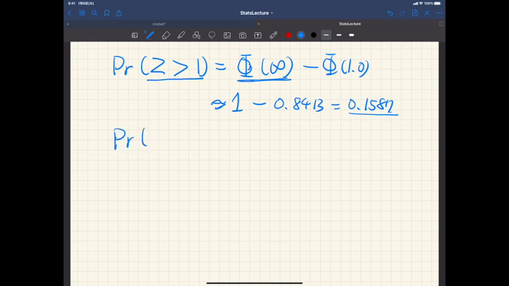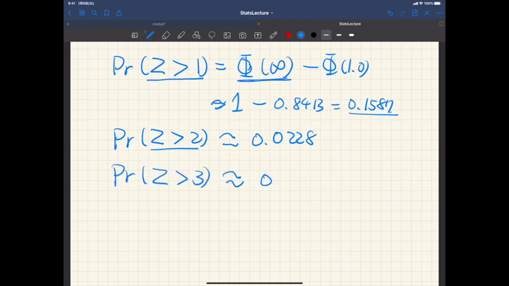And similarly, greater than 2 is approximately 0.0228. So approximately a 2.3% chance of the value being greater than 2. And z greater than 3 is approximately 0.0013. So the chance is about 0.1% for z being greater than 3, and so on.